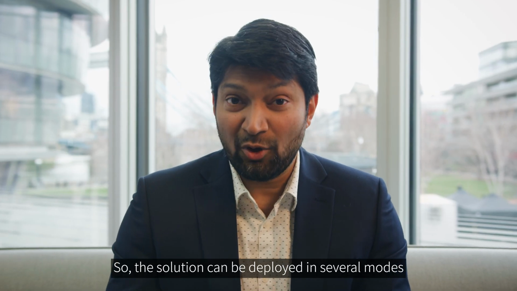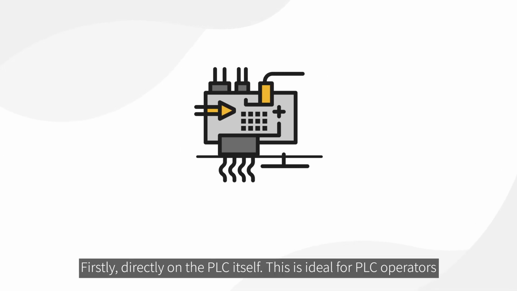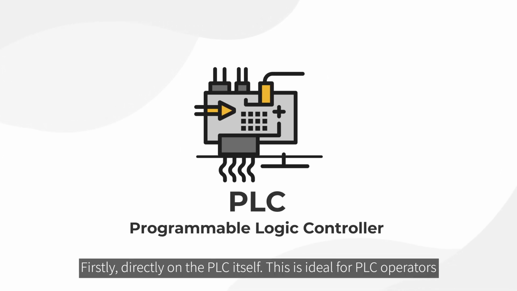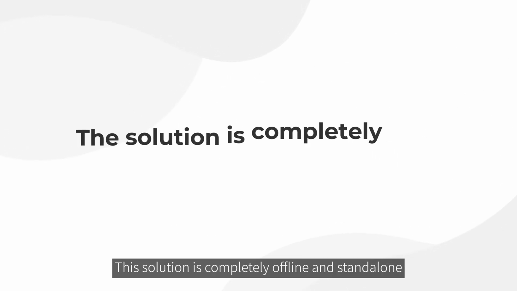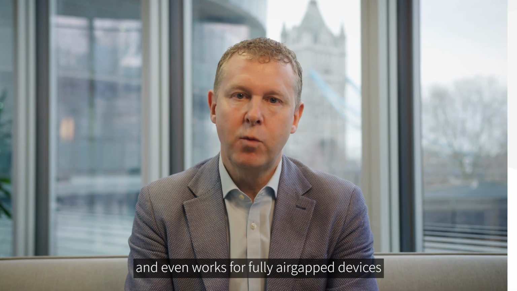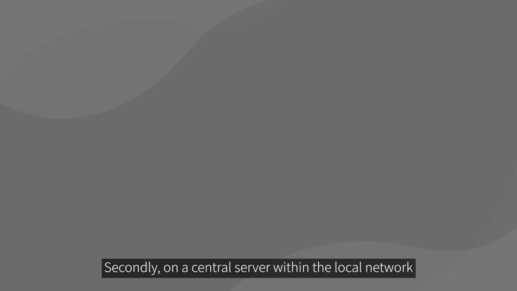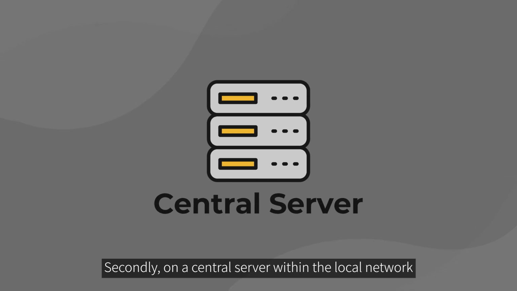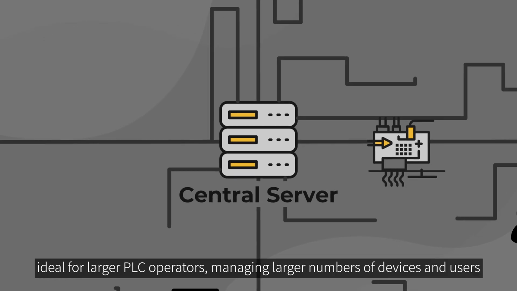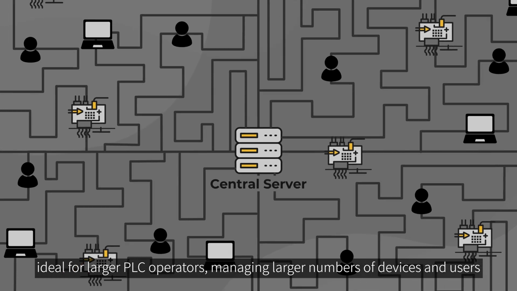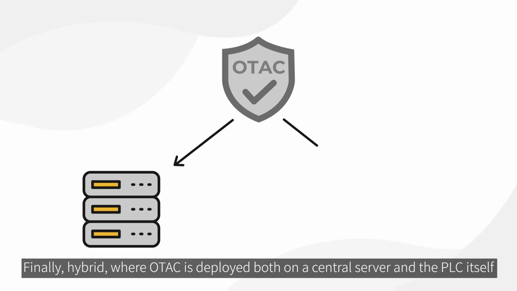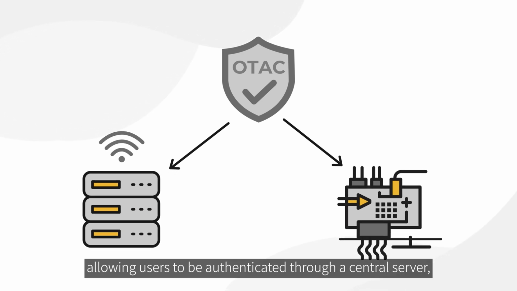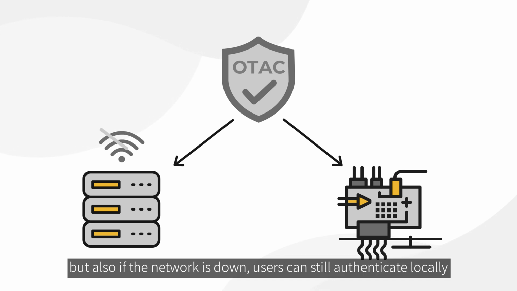So the solution can be deployed in several modes. Firstly, directly on the PLC itself. This is ideal for PLC operators managing small numbers of devices and users. The solution is completely offline and standalone and even works for fully air-gapped devices. Secondly, on a central server within the local network. Ideal for bigger PLC operators managing larger numbers of devices and users. Finally, hybrid, where OTAC is deployed both on the central server and the PLC itself, allowing users to authenticate through a central server, but also, if the network is down, users can still authenticate locally.